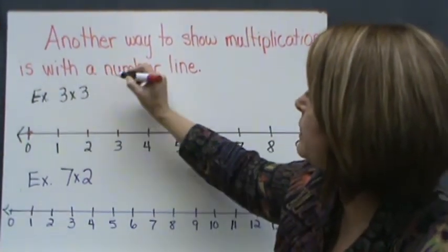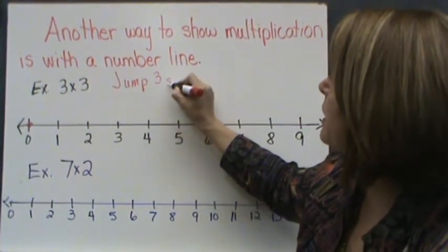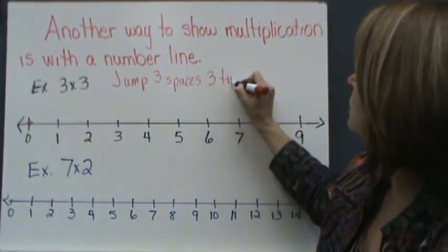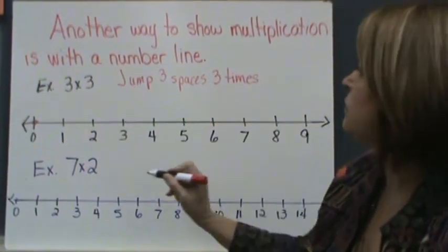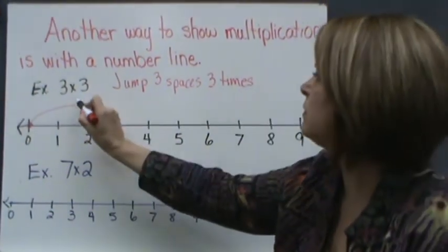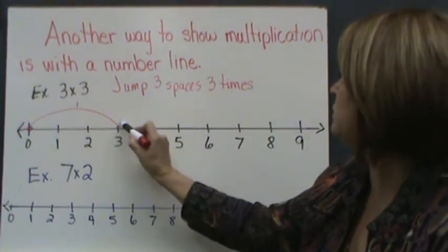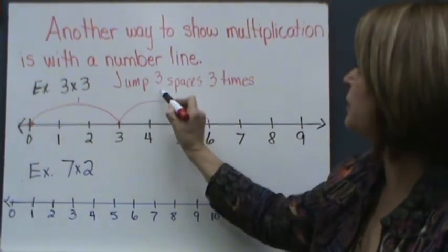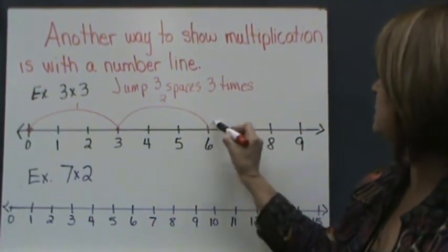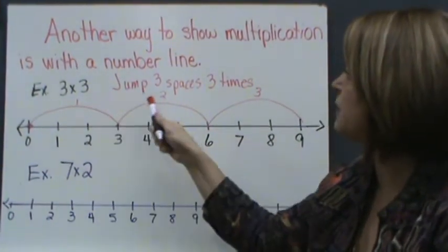So that's telling me 3 times 3, I'm going to jump 3 spaces 3 times. So if I go 1, 2, 3, there's 1. Then I'm going to go 1, 2, 3. So I'm going to end up here. That's 2 jumps. And 1, 2, 3 spaces. Again, that's 3 jumps. So I've counted my jumps.